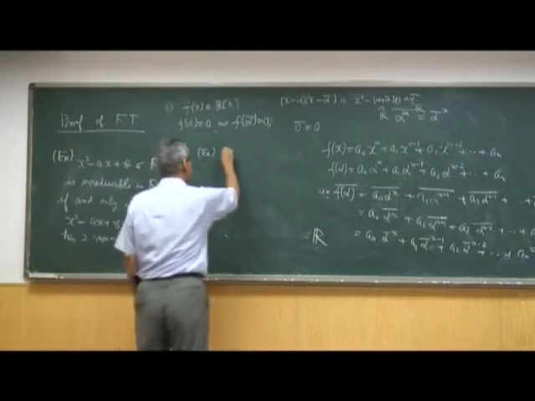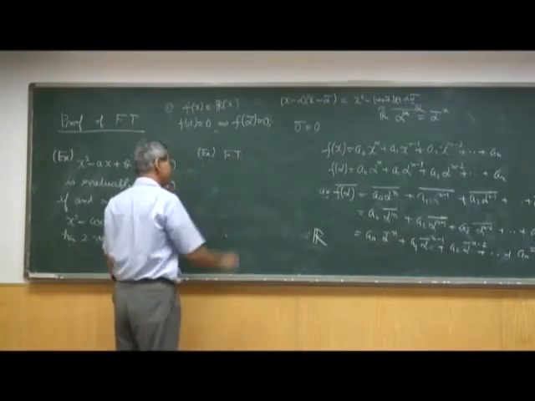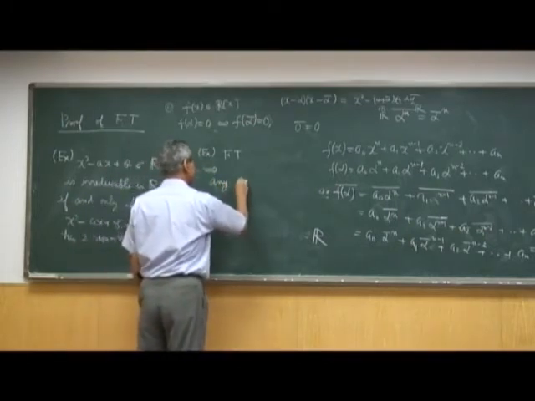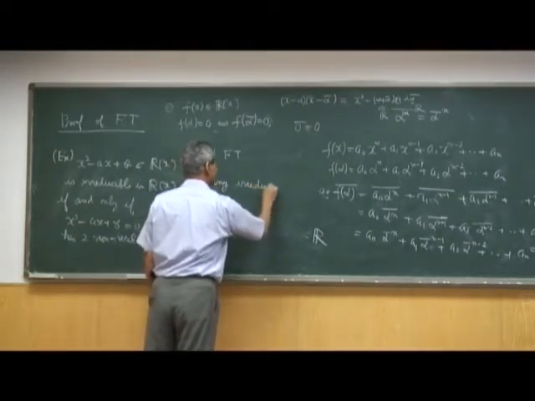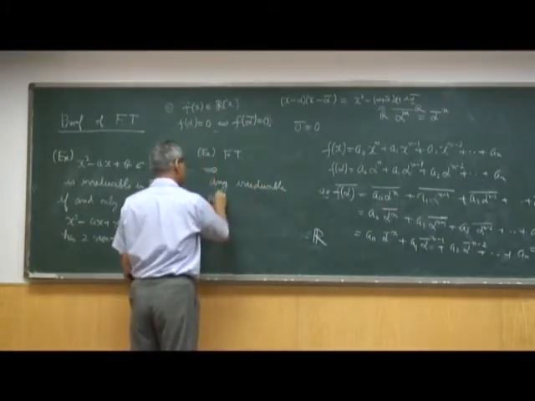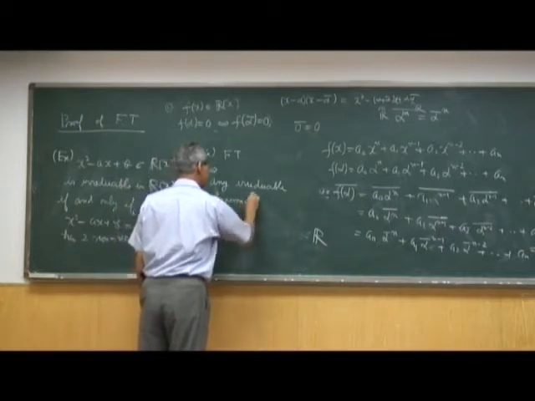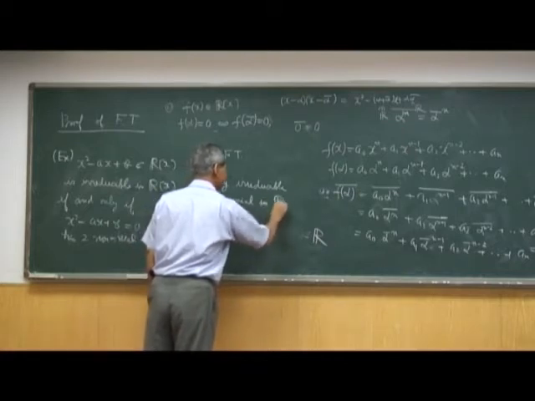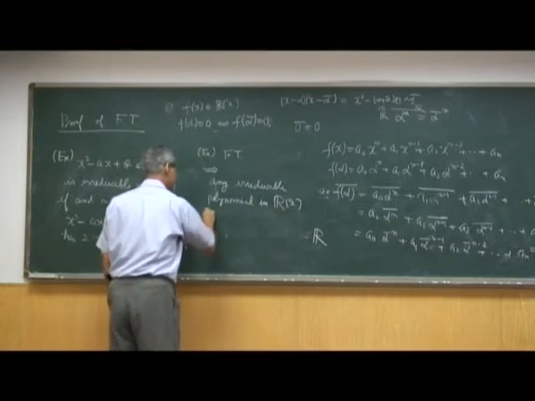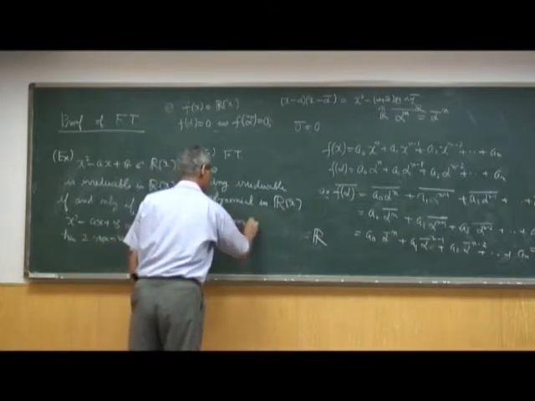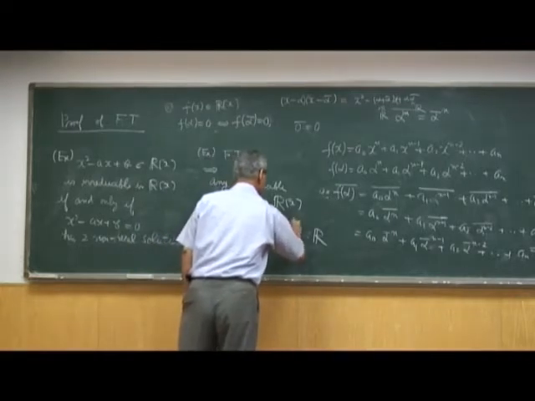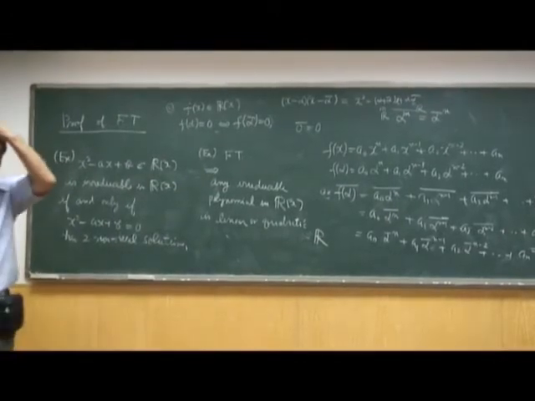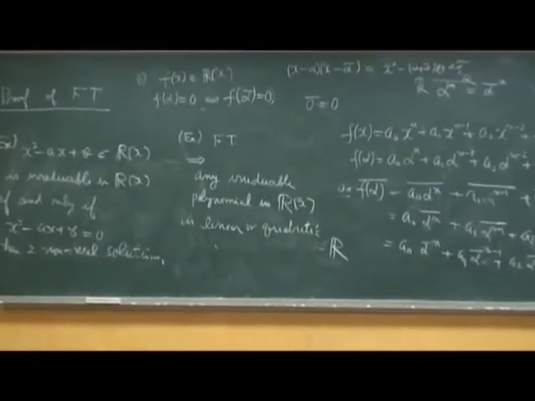So the fundamental theorem of algebra implies that any irreducible polynomial with real coefficients is linear or quadratic. So this is very simple.